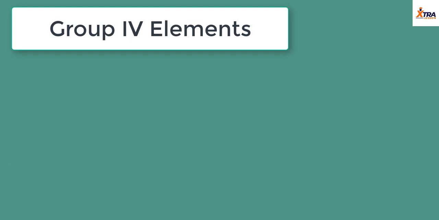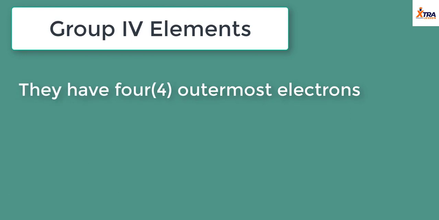Welcome back. Now, in this lecture, we shall discuss the group 4 elements. They are called group 4 elements because they have 4 outermost electrons. So it means that members belonging to this group have partially filled valence electrons, 4 of 8.